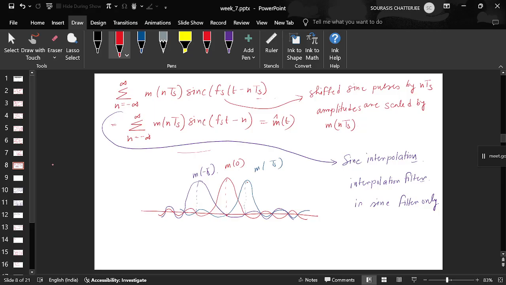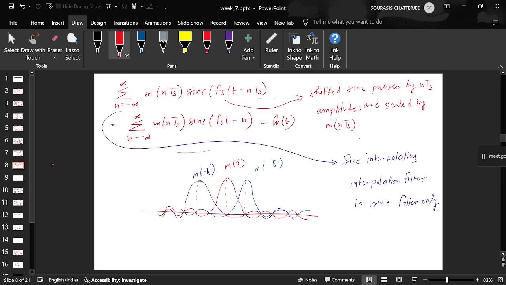Similarly, at the sampling point corresponding to Ts, you can see the contribution of the other sinc pulses is 0, and similarly for minus Ts the contribution of other sinc pulses is 0, and that is ensured only when the Nyquist criterion is met. If the Nyquist criterion is not met, at this sampling point the contribution from other sinc pulses is going to be non-zero, and that is going to distort the original message reconstruction. So based on this infinite number of sinc pulses, you can get your message back.